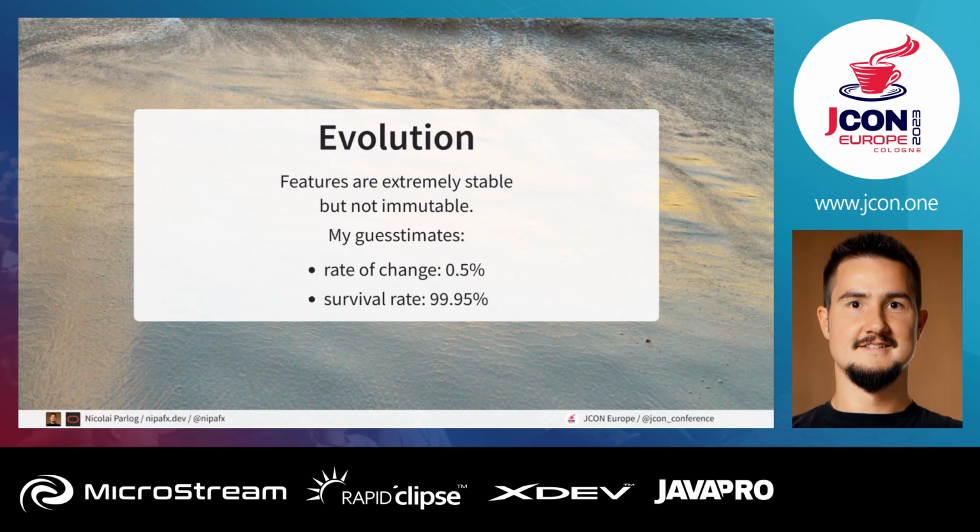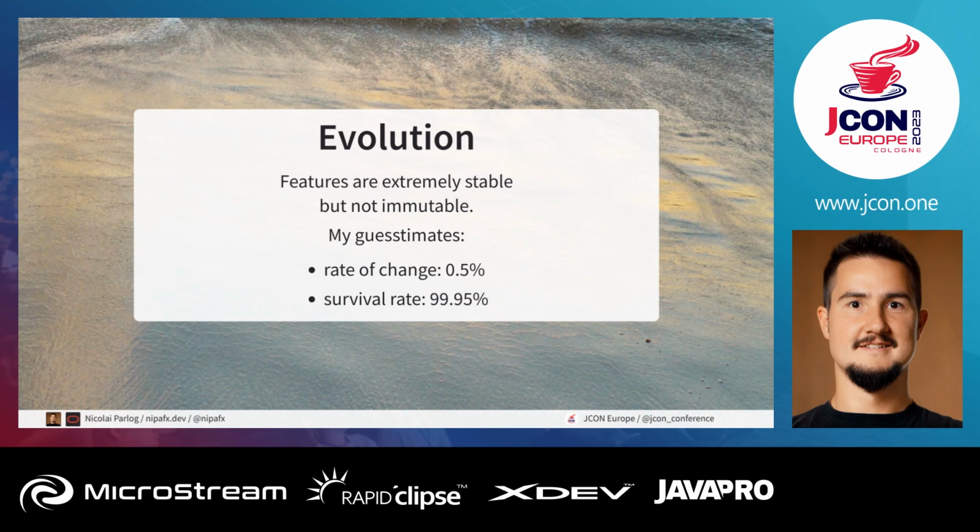Features are extremely stable. You could probably compute a rate of change by somehow smartly diffing the Java language specification, but I was way too lazy for that. So I just guessed. And also the survival rate. If you want to collect better numbers, be my guest. What I'm going for here is almost nothing changes. Always everything stays. That's Java's backwards compatibility, but it's not 0 and 100, because that would be way too stiff and that would prevent useful and necessary evolution of the language.